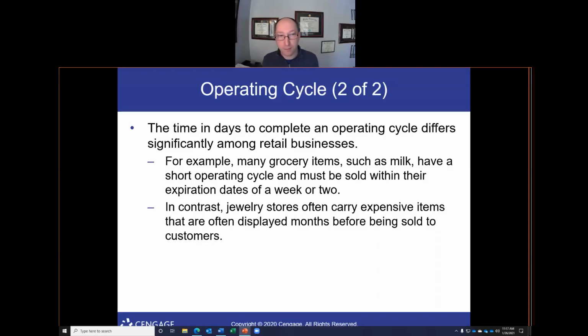Very, very short. For some retailers, the operating cycle is a little longer. An example would be you purchase some jewelry from Macy's on account, using the store card, and you're going to pay that over time. So their operating cycle is a little bit longer.